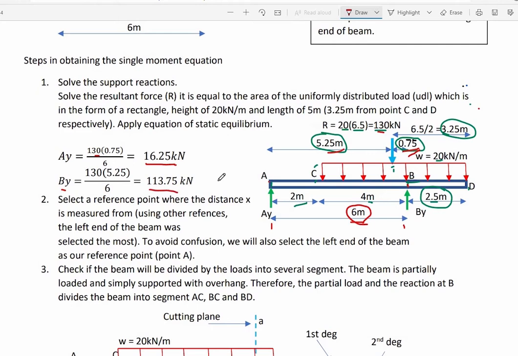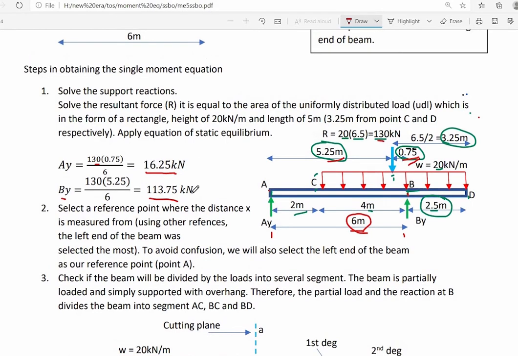We will now apply summation forces along vertical. With the whole beam as our free body diagram, we can satisfy the equation of static equilibrium, summation forces along vertical, because we know that 16.25 plus 113.75 is just equal to 130 kN. Upward forces are equal to the downward forces. We will now proceed to step number 2.